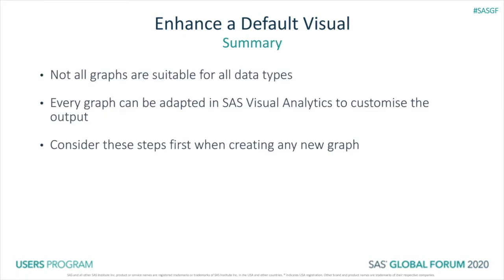To summarize, whenever you're using SAS Visual Analytics, you do have lots of options for the graph that you use. So the first thing is to pick the graph that is most suitable for the data you're working with. Once you've done that, there's absolutely tons of settings and options that you can use to customize the output that you're creating. Always consider these steps whenever you're creating a new graph, regardless of whether you've decided it's good enough or not. Always explore the options that we've discussed.